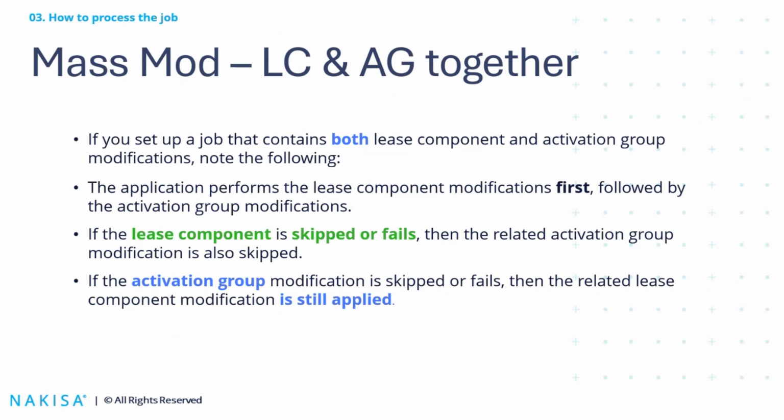So the process of running the mass modification for the LC and the AG, which is the lease component and activation group together, the user has to keep in mind that the modification will first be done at the lease component level, and then it will be applied to the activation group. But it also needs to be noted that if, for some reason, that lease component job task fails, then the related activation group modification will also be skipped.